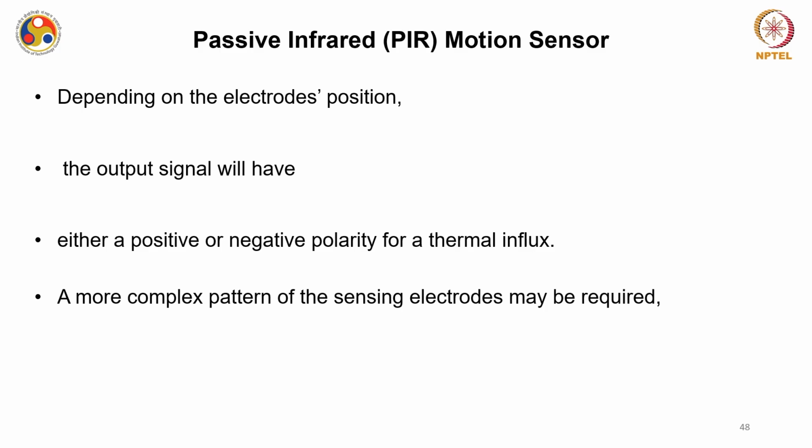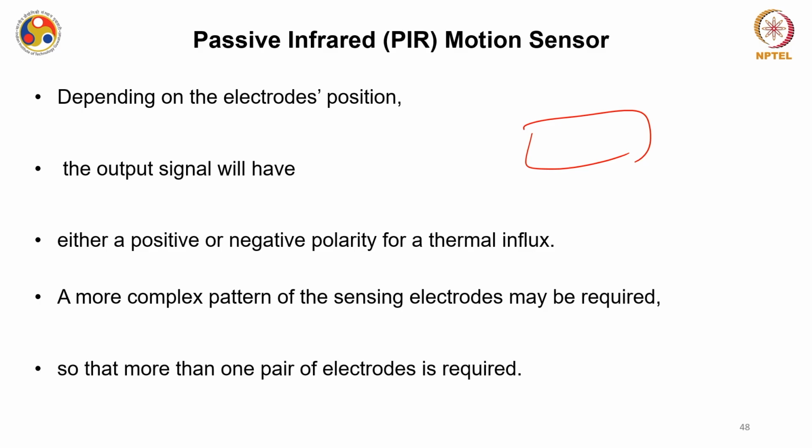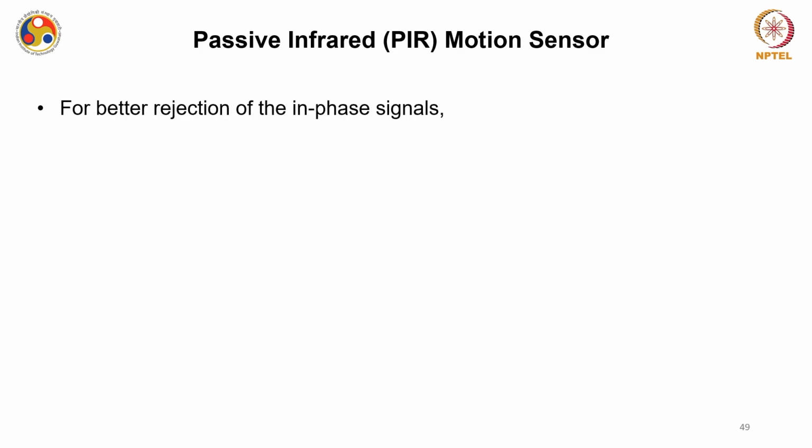However, this kind of configuration is for a simple structure. For a simple sensor configuration it is fine, but in practical cases you have more complicated structures, and these electrodes can be formed in a complex pattern, mostly in the form of interdigitated electrodes, because sometimes one pair of electrodes may not be sufficient. For better rejection of the in-phase signal, the sensor should have at least 2, 4 or 6 electrodes, basically an even number of pairs.